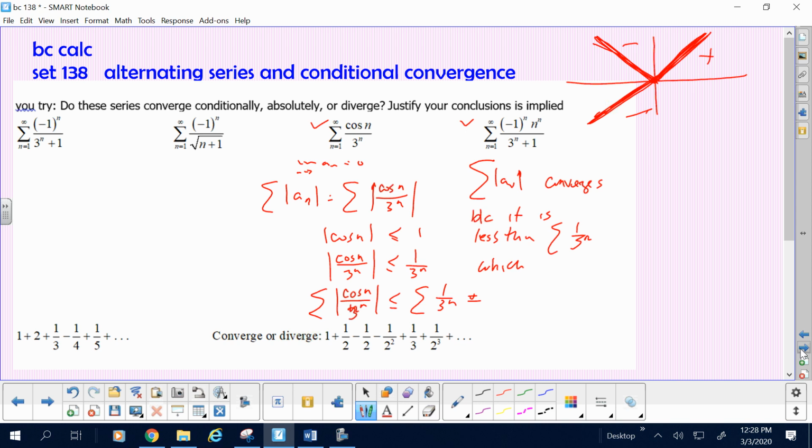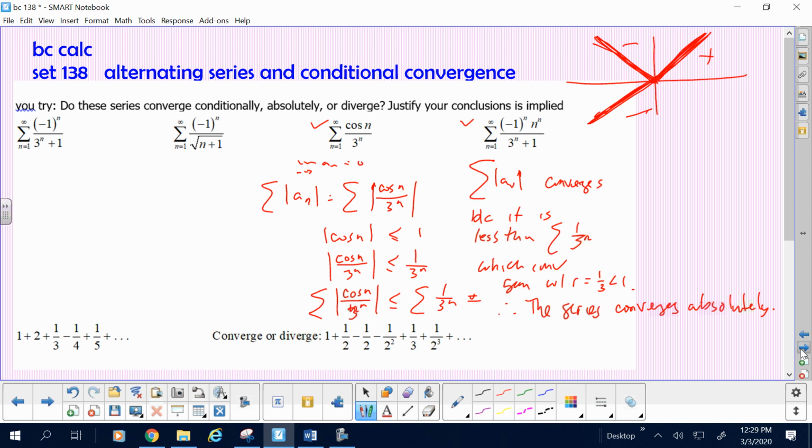Why do you say that? Geometric with r equal 1/3, less than 1. Therefore, the series, it's not an alternating series, the series converges absolutely. If I remove the sign, it still converges, and therefore it converges absolutely. Follow? That was a harder one.